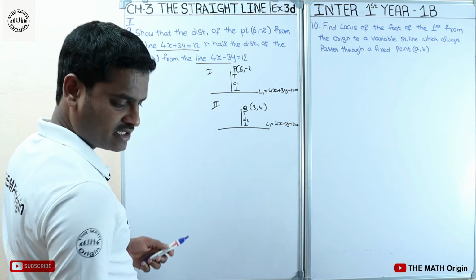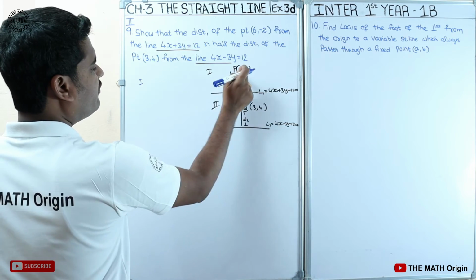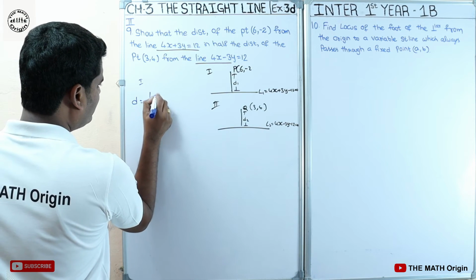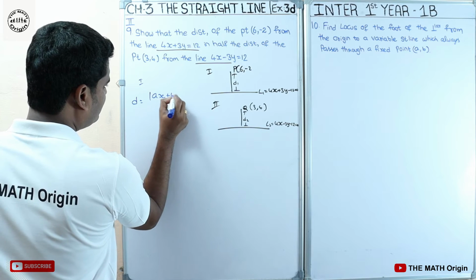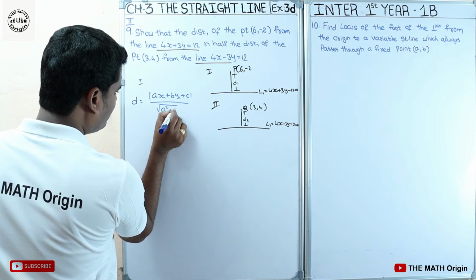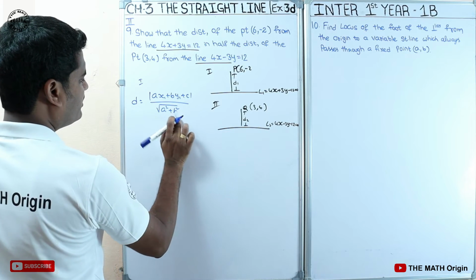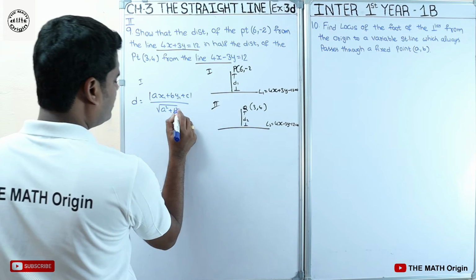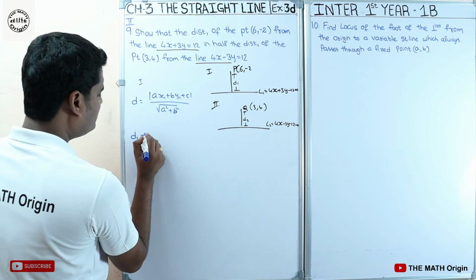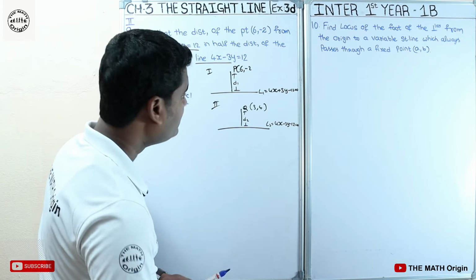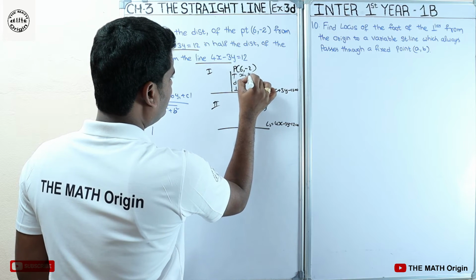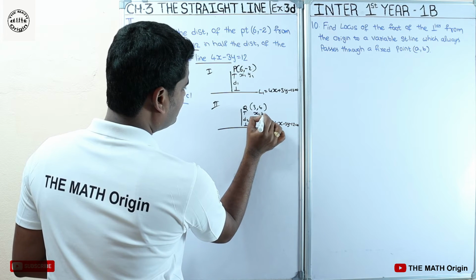For the first condition, we know the perpendicular distance from a point onto a line is the modulus of ax1 plus by1 plus c by root of a square plus b square. This is the formula to find the distance of a point onto the equation of a line. So now let's find out d1 first. d1 means ax1. So here, this is x1 y1, and for this equation this is x1 y1.